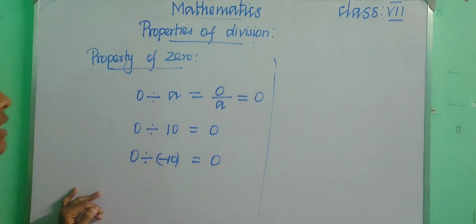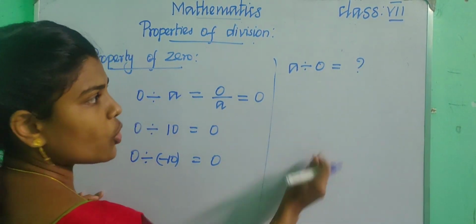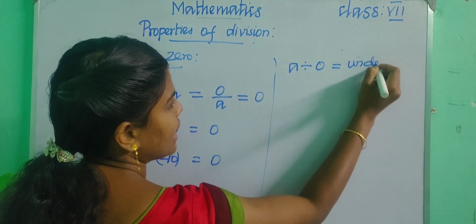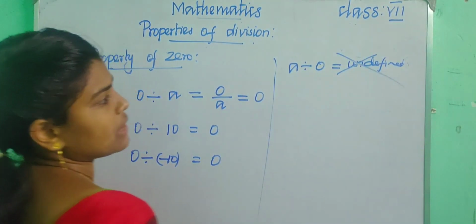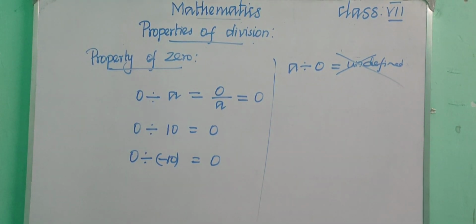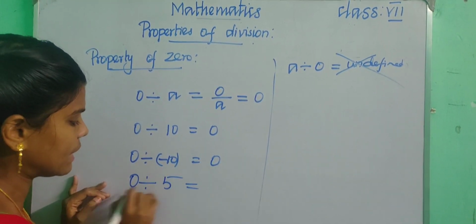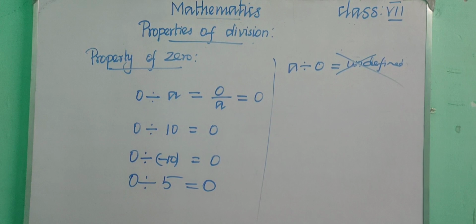But if a divided by 0, does it have any value? No, it is undefined. It is not possible. So if 0 divided by a, you will get 0. If a divided by 0, you will get the answer as undefined. It is not possible. Again, if 0 divided by 5, what will you get? You will get 0. This is called property of 0. So 0 divided by any number will give the answer 0. That is the thing we are learning.